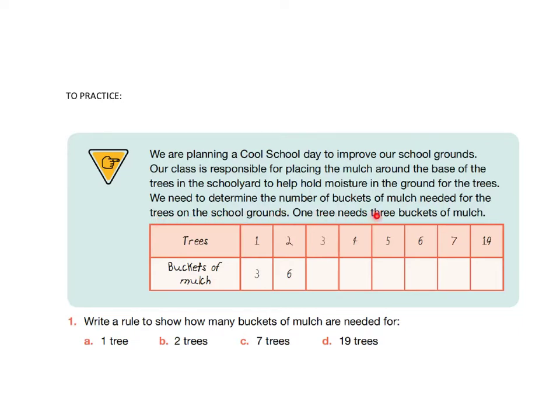One tree needs 3 buckets of mulch. 2 trees then would need another 3 buckets of mulch. It would be 6, and so on. So continue writing a rule to show how many buckets of mulch would be needed for 1 tree, 2 trees, 7 trees, 19 trees. Continuing that pattern to be able to tell how many buckets of mulch you would need in each case. Go ahead and press pause and do that with your partner now.